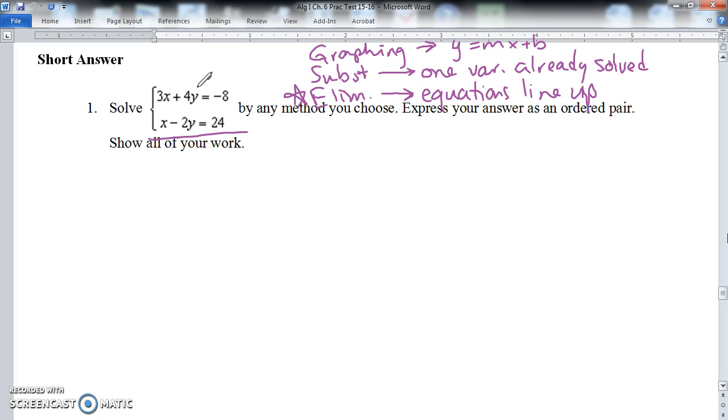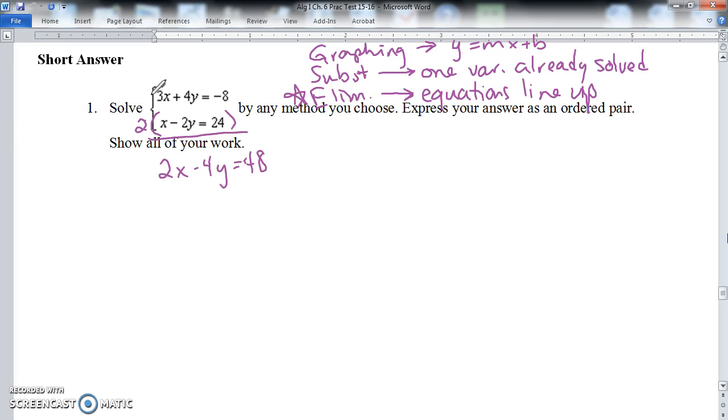This would give us 4x, this would give us 2y, and neither variable would be eliminated. Even switching the signs isn't going to help us here. If we switch our signs, we have 2x and 6y, so that doesn't help. But we could eliminate the y variable by multiplying this bottom equation by 2. That would give us 2x minus 4y equals 48.